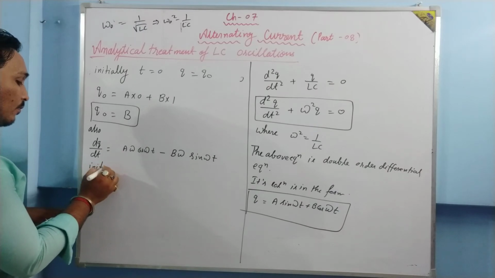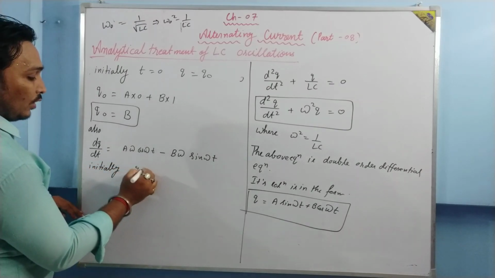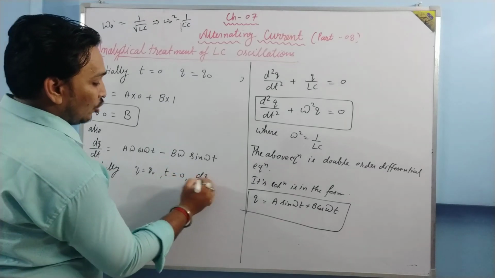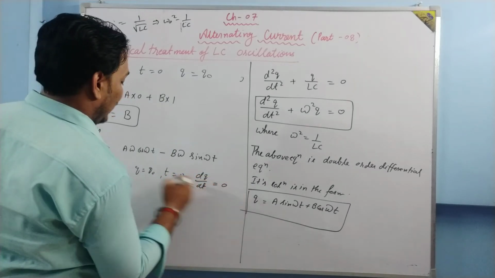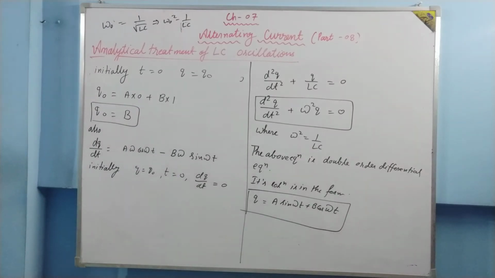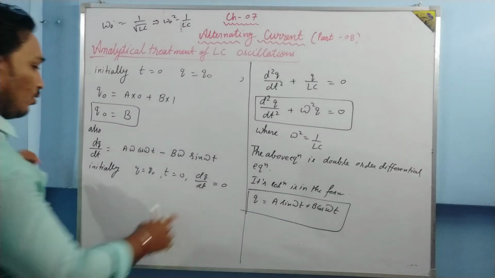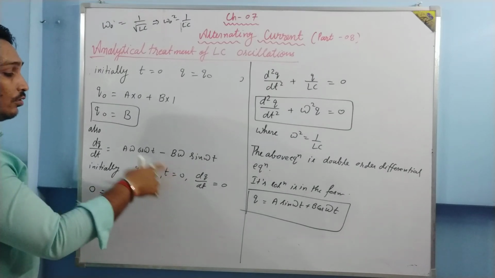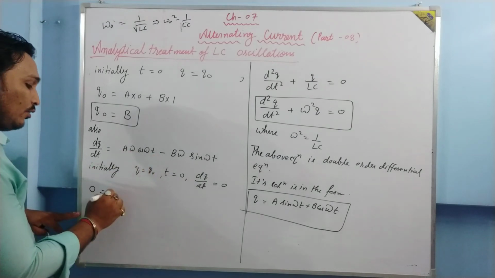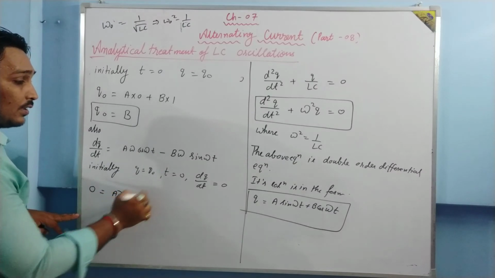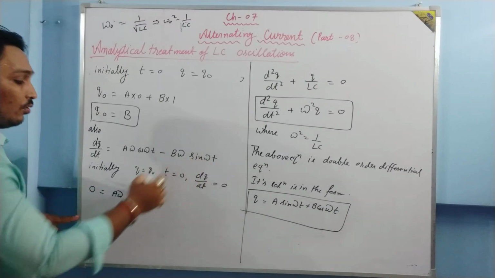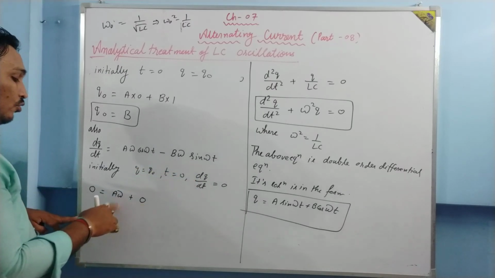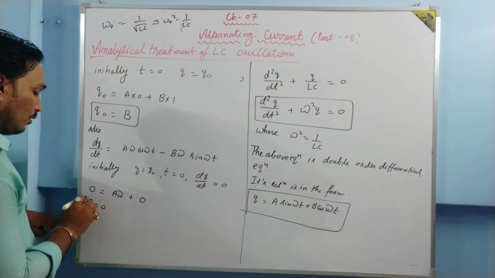Initially q was equal to q naught, t is equal to 0, and in that case dq by dt is equal to 0, because it is having its maximum value, and at maximum value the first order differentiation is 0. Let us put it over. dq by dt is equal to 0. If we put t is equal to 0 over here, cos 0 is equal to 1, so a omega plus, if we put omega t is equal to 0, sin becomes 0, so b omega multiplied by 0 is 0. So omega is transferred to that side, so a is equal to 0.